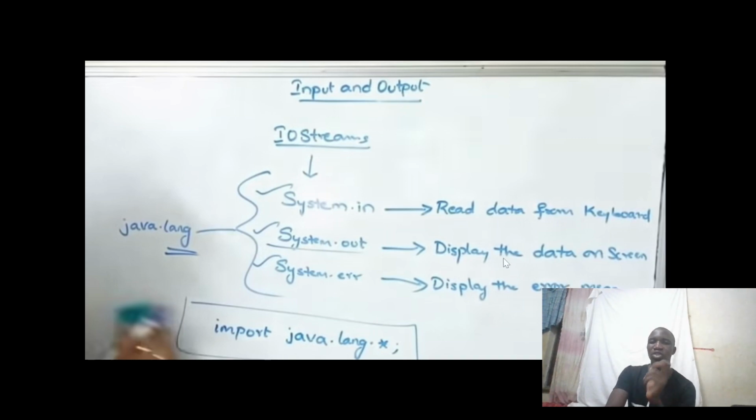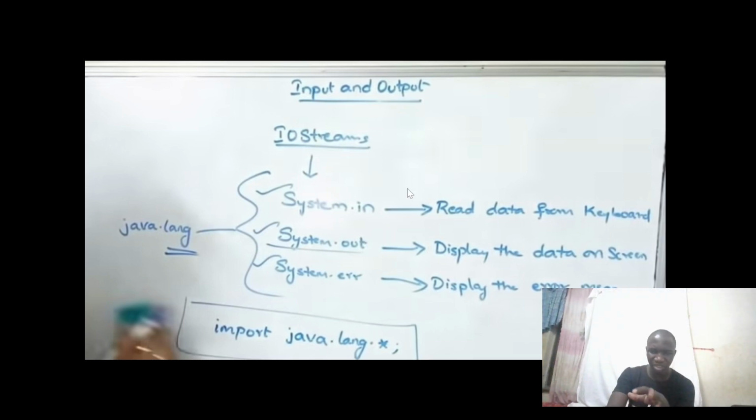Then the other thing we need to know is that these streams are defined under specific packages and libraries. In Java, we have what we call a Java library that has different packages, and then the packages contain different classes. So the Java library has a package called Lang, L-A-N-G, the Lang package. In full form, it's the Java language package.